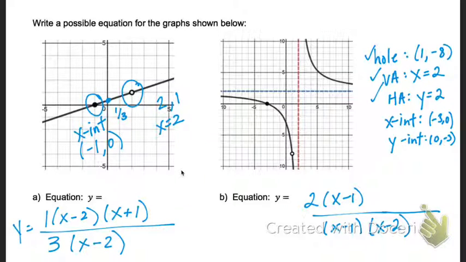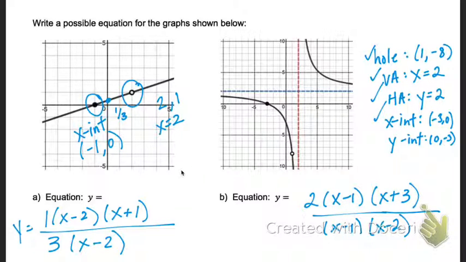X-intercept is setting the numerator equal to 0. So that means I need an x plus 3 here, if the x-intercept is -3. So I've got that.